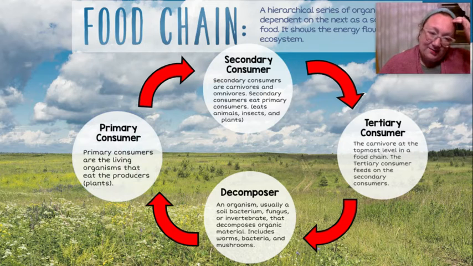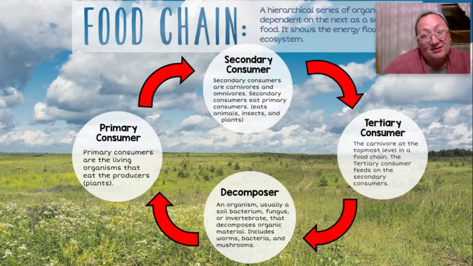And the primary consumer. Primary consumers are the living organisms that eat the producers or plants. So you can see, if we start with this primary consumer, the primary consumer is eating the plants, and then the secondary consumer is eating this primary consumer. The tertiary consumer is eating this secondary consumer. So you can see how the energy flow is moving throughout the food chain.